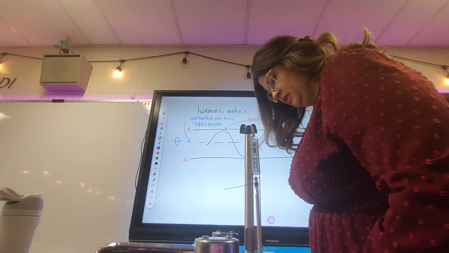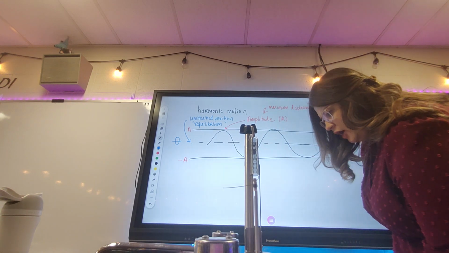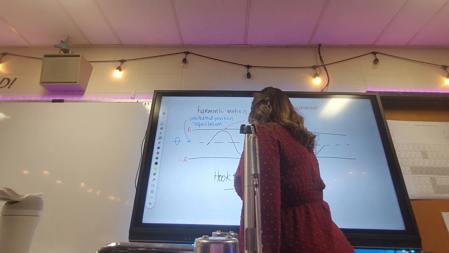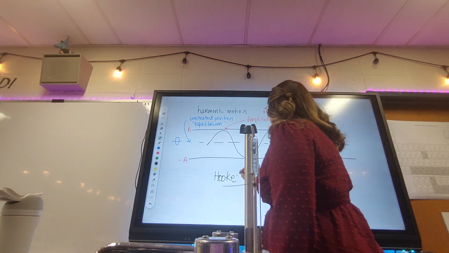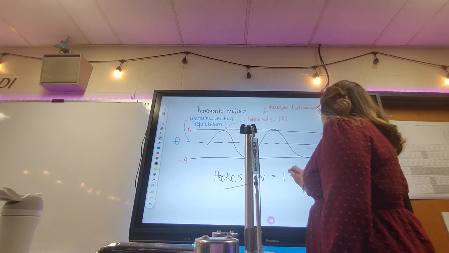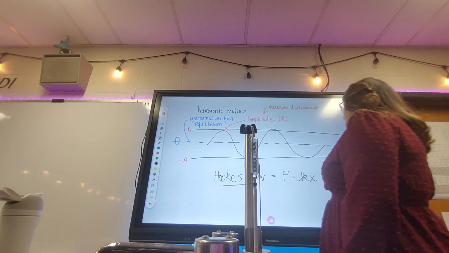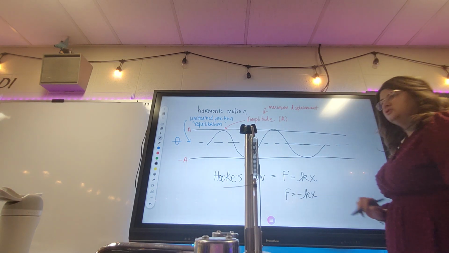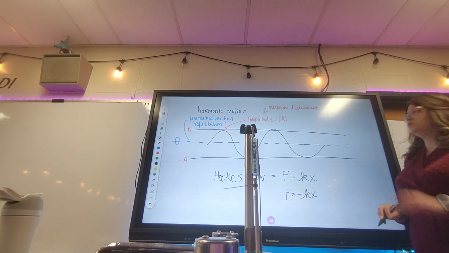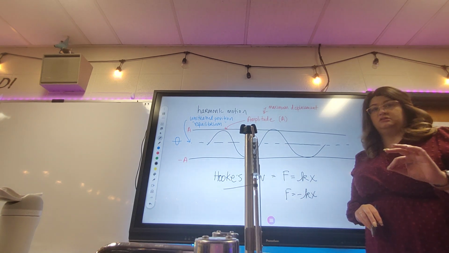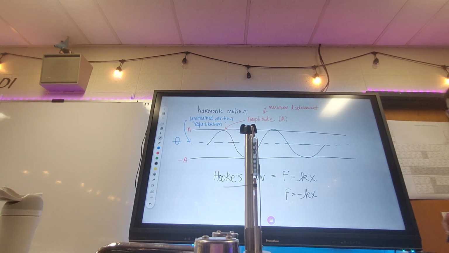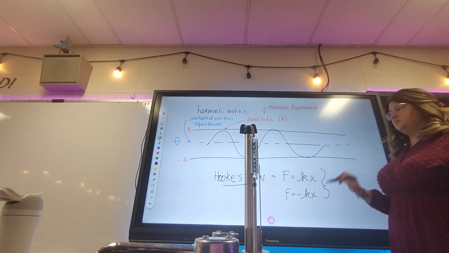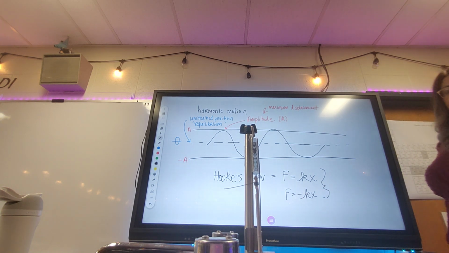Everything's coming together. Okay, so let's take a look at some examples of how to use Hooke's law. Remember, Hooke's law is spelled H-O-O-K-E, and it's equal to force equals K times X. Sometimes you will see this variation of Hooke's law where you have the negative symbol. Remember that negative just indicates direction. And so you'll use either one of these depending on your frame of reference.